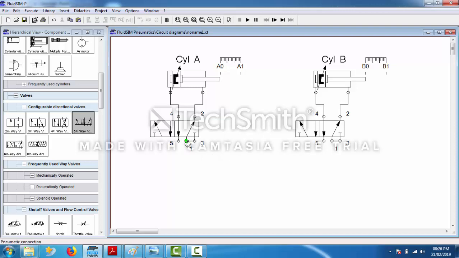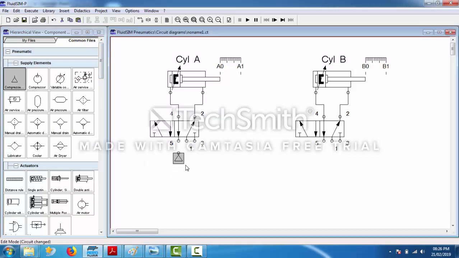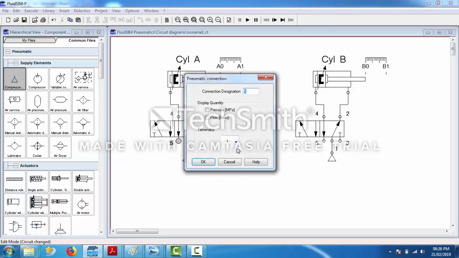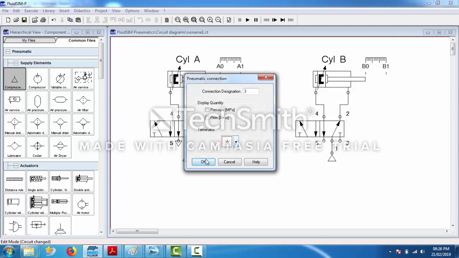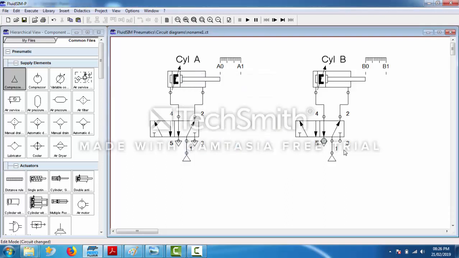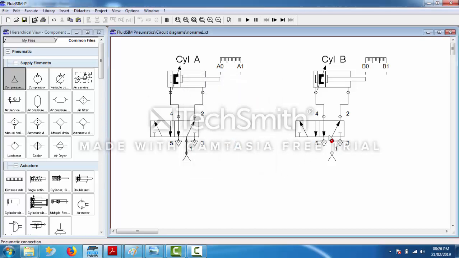Always remember, where is number 1 connected? Number 1 is always connected to the compressor. Where are 3 and 5 connected? Exhaust. 3 and 5 are connected to exhaust. Okay, so the valve is done, but how are we going to change the positions?